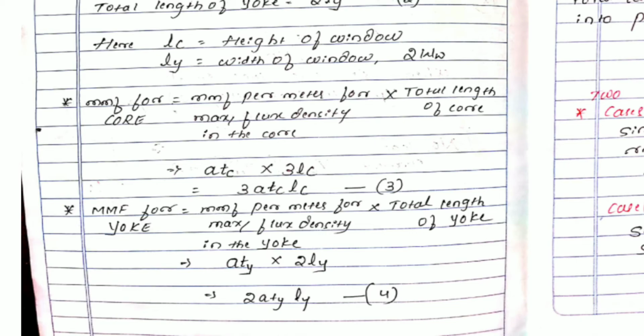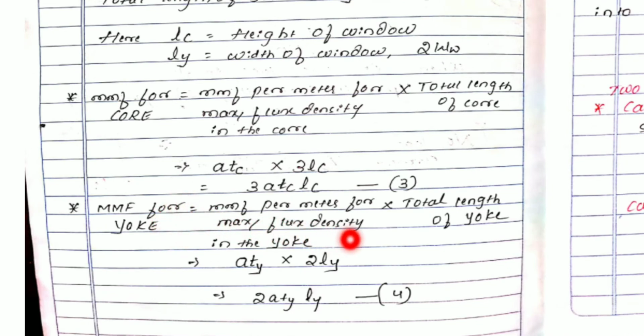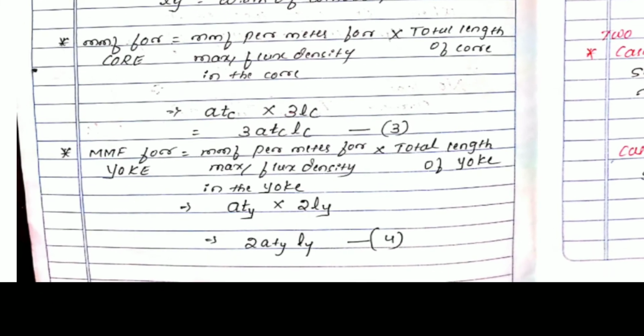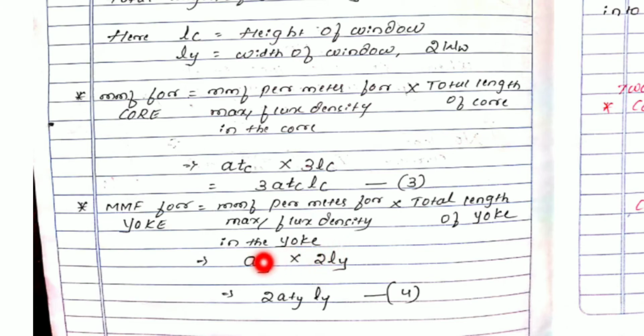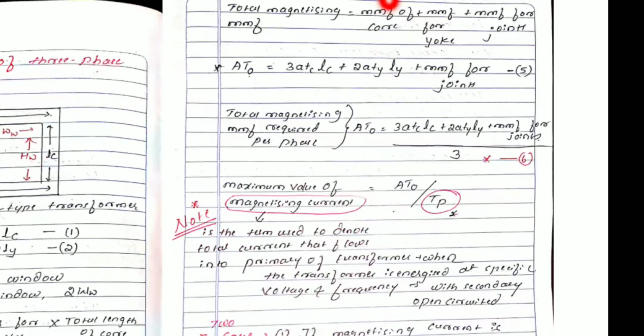The first MMF, for the core section, is over. Then which section is remaining now? MMF for the yoke. MMF for yoke is also a product of MMF per meter for the maximum flux density in the yoke, not in the core, into the total length of the yoke. So how will we write it? MMF ATY, where MMF means ampere turns in the yoke, that is why Y is represented here. Total length of the yoke is 2 LY, that is what I substituted here. Then altogether you will get 2 ATY LY. Call this equation 4. Once we determine the MMF for the core section as well as the yoke section, then we have to find the total magnetizing MMF, that is nothing but AT naught. It will be the sum of the MMF for the core as well as the MMF for the yoke, and for the joining of these two, the MMF for the joints also we are going to consider here.